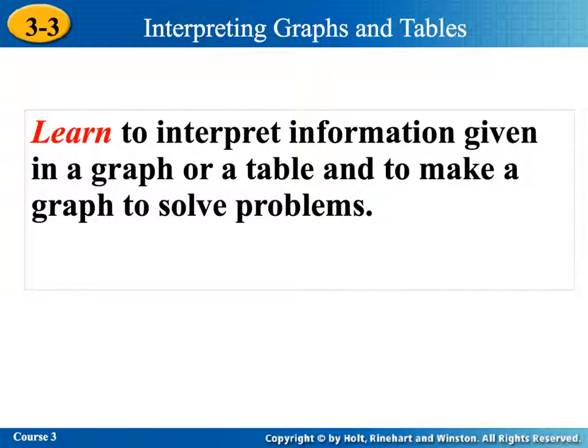So, let's go. There are no warm-ups today, because notes are a little bit long, excuse me. So, please be prepared to write a little bit today.